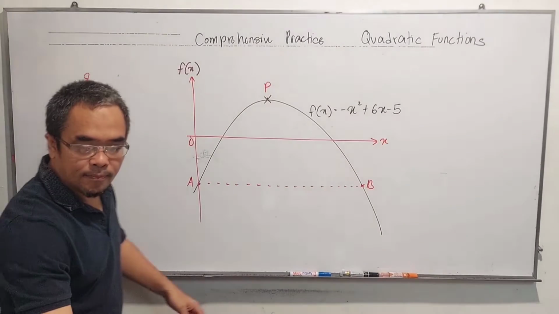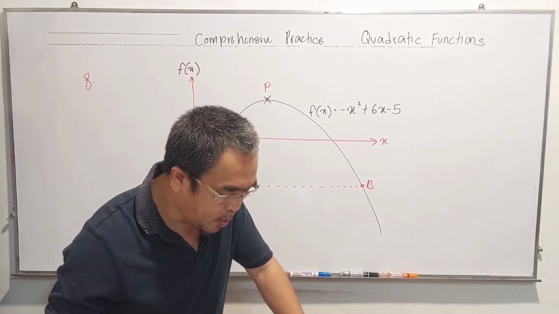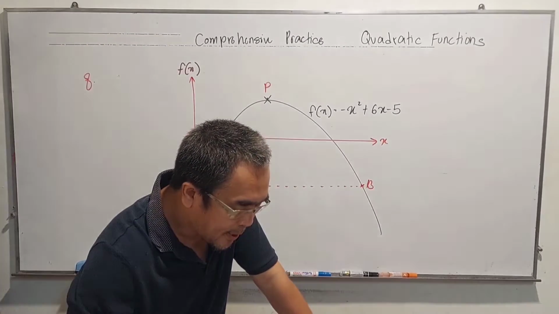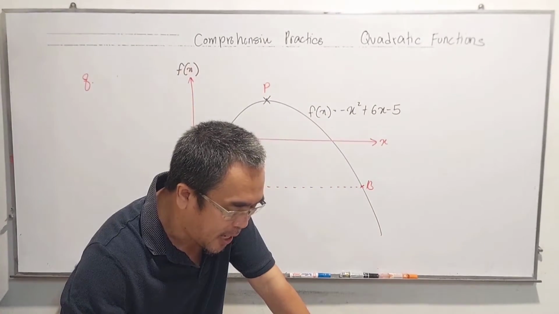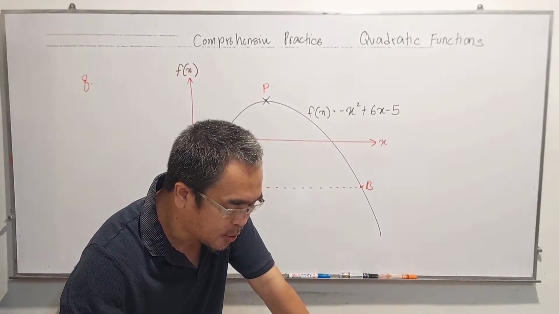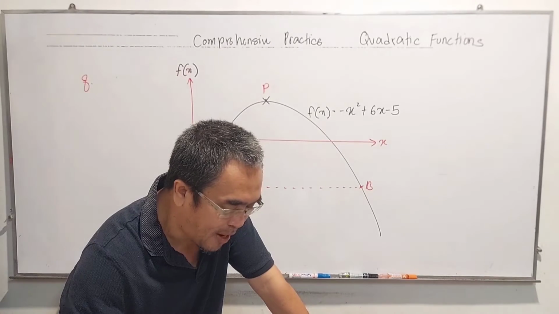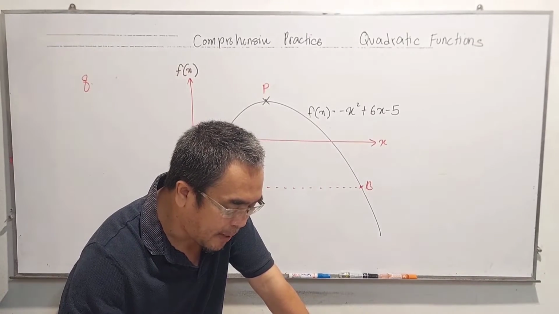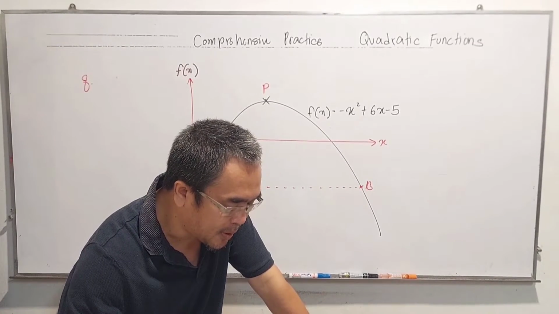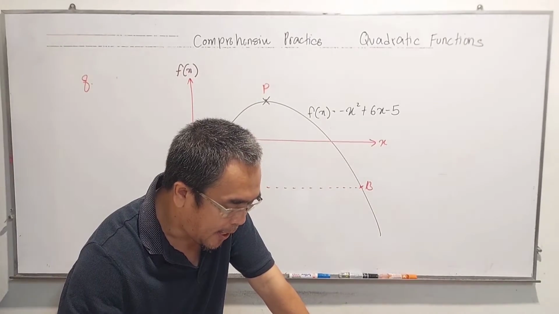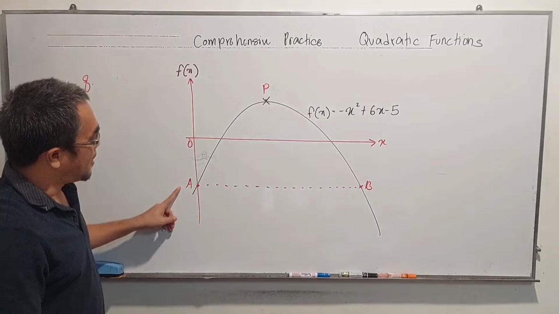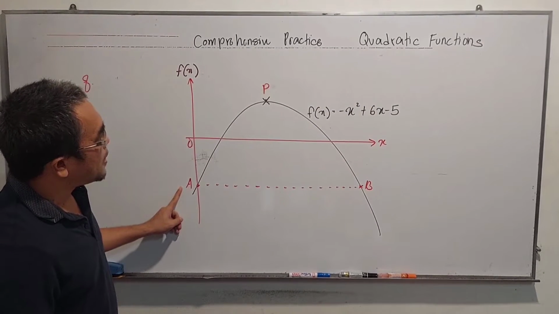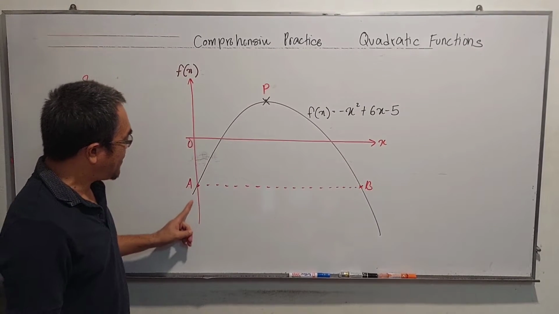Okay, let me brief you on question number 8. The diagram shows part of the graph of the quadratic function f(x) equals negative x squared plus 6x minus 5. The straight line AB is parallel to the x-axis. Determine the coordinate of point A. Point A is here. Okay, so how are you going to solve this?